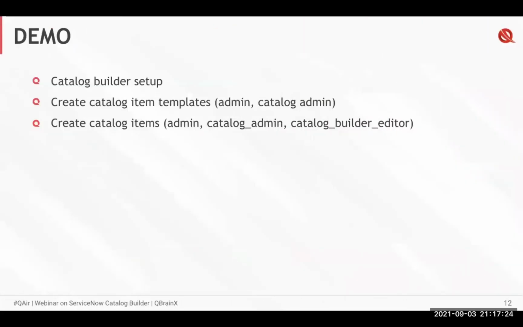In order to understand this better, let us have a small demo. This demo will cover the setup, like the system properties that we need to enable or use for this Catalog Builder, and as a catalog admin, how to create a catalog item template, and how to use the catalog item template as a business owner, where I'll be the business owner showing you how to create a catalog item.